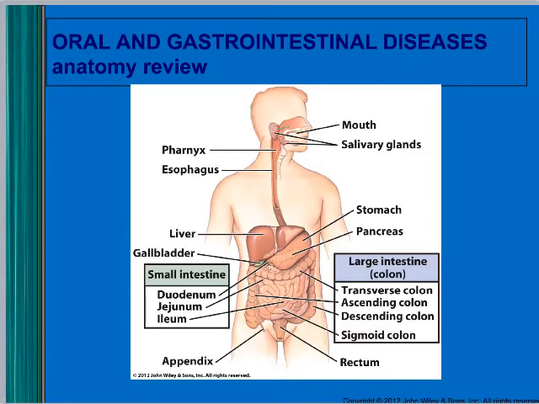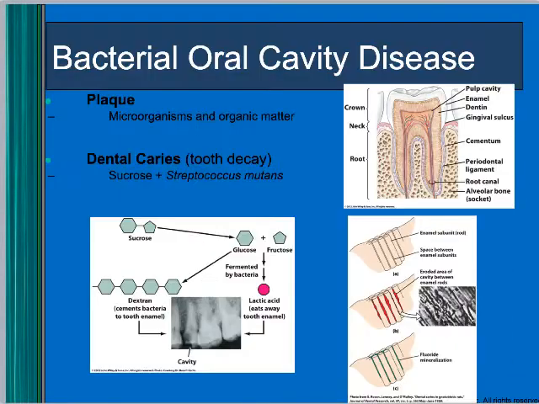Okay, so we're going to talk about GI diseases and the mouth. So let me go through here. The first part of the chapter talks about the normal anatomy, so you can go over that if you don't know it. Okay, so we're going to start in the mouth.